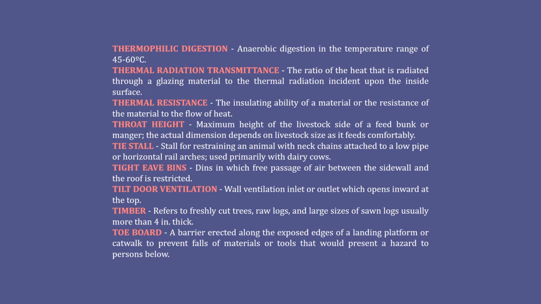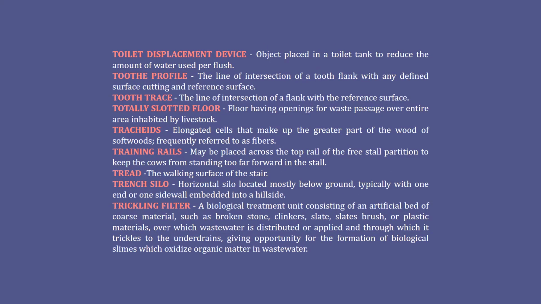Timber refers to freshly cut trees, raw logs, and large sizes of sawn logs, usually more than 4 inches thick. Toeboard: a barrier erected along the exposed edges of a landing platform or catwalk to prevent falls of materials or tools that would present a hazard to persons below. Toilet displacement device: object placed in a toilet tank to reduce the amount of water used per flush. Tooth profile: the line of intersection of a tooth flank with any defined surface, cutting and reference surface. Tooth trace: the line of intersection of a flank with the reference surface.